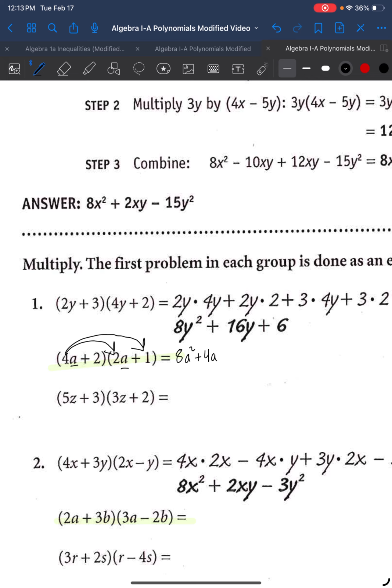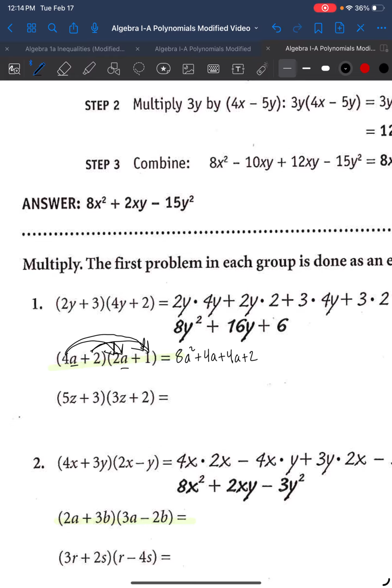Okay, sweet. I did that. Now I have to multiply this 2 times everything in the second polynomial. So 2 times 2a. 2 times 2 is 4, and there's just the a, so it's 4a. And then 2 times 1 is just 2.